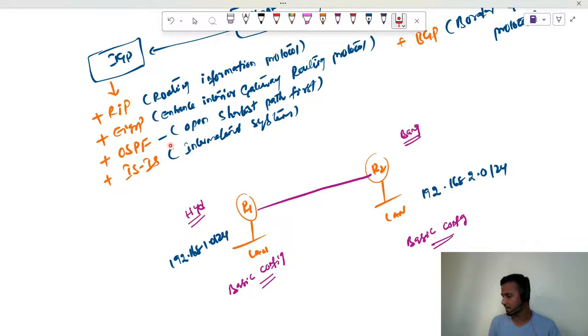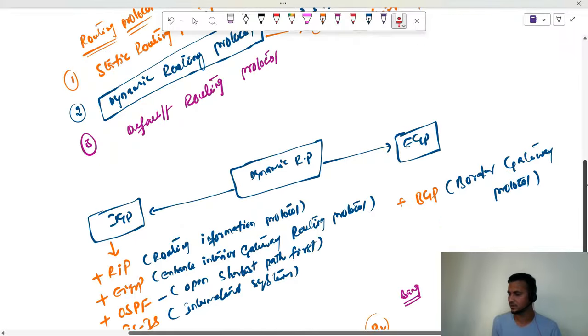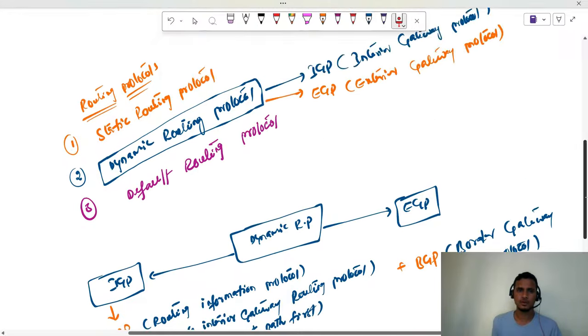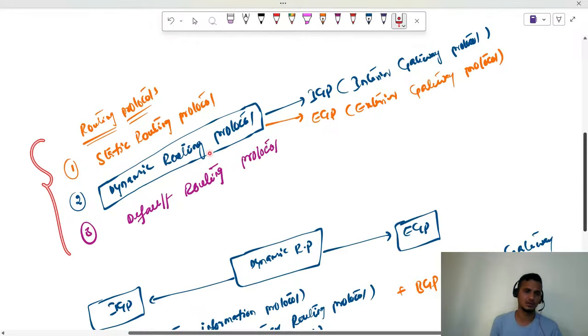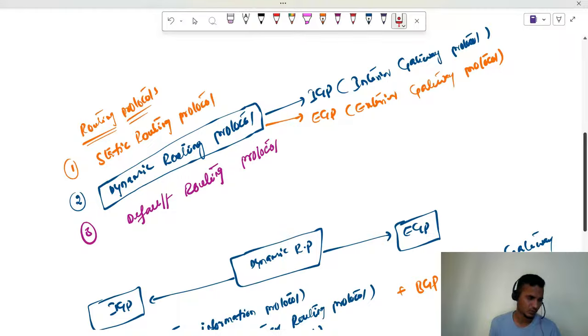You can do any kind of routing. As we discussed, we have three routing protocols: static routing, dynamic routing, and default routing. You can take any routing protocol and configure it, and then you will start communication.